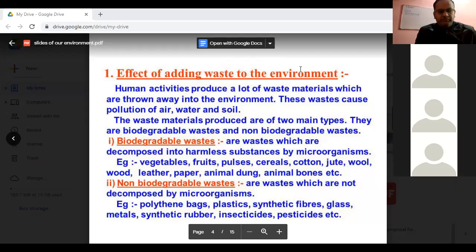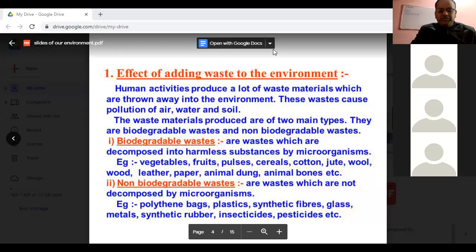If they are excess in amount, then they can cause damage to our environment. But Michelle, biodegradable can be decomposed. Okay, it can be decomposed. So will it have a direct impact on either the soil, air, or the water? No, sir. Very good.